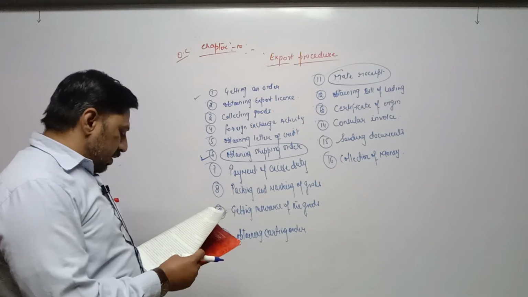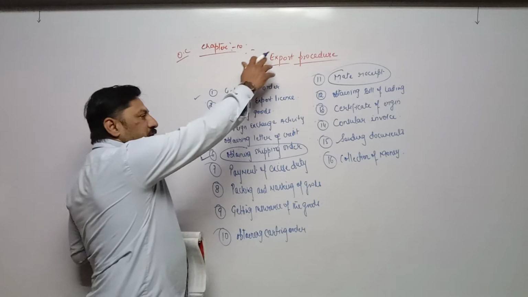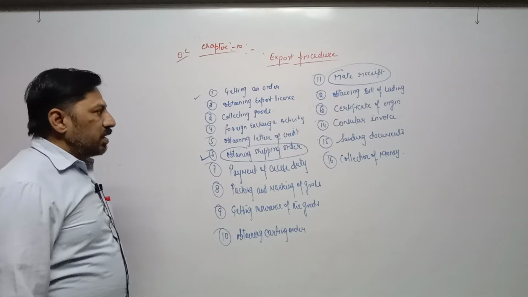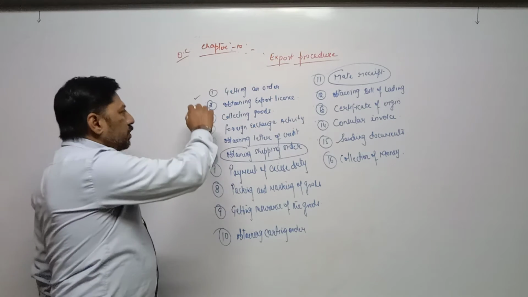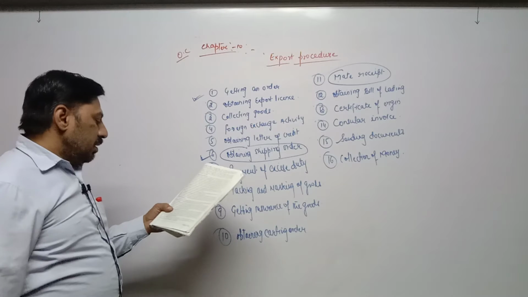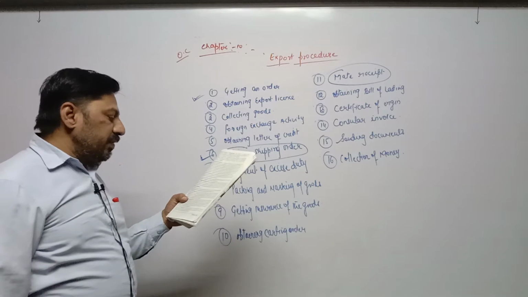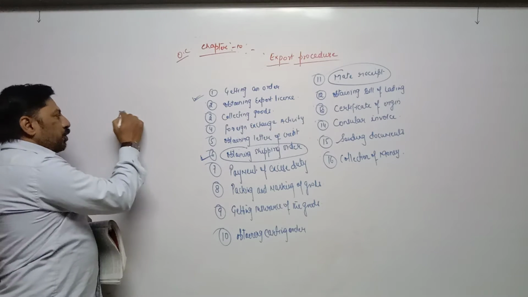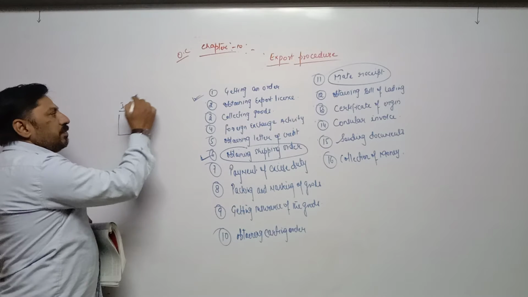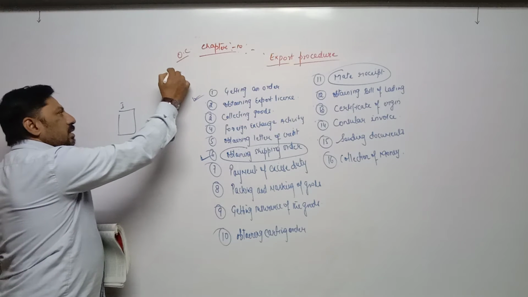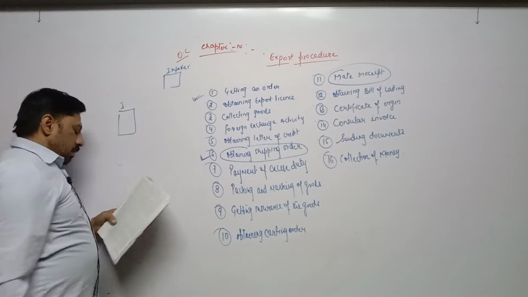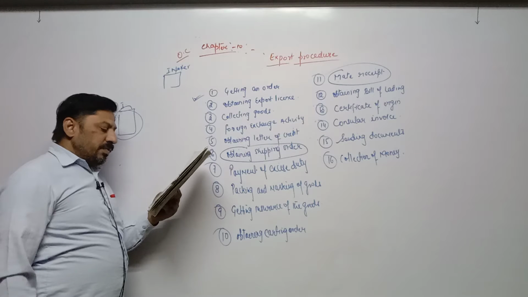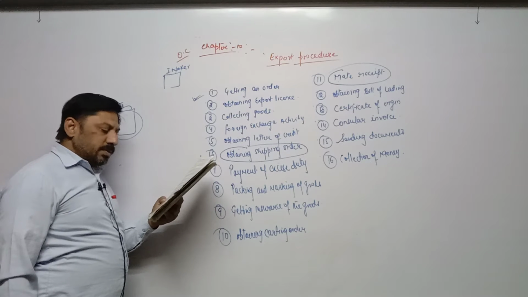First one is getting an order. Export procedure means we are selling goods to foreign companies or a foreign country. So first of all, we should get an order. The exporter is given the order of goods by the importer. Here we are the exporter, means the Indian company is the exporter and the other country is the importer.